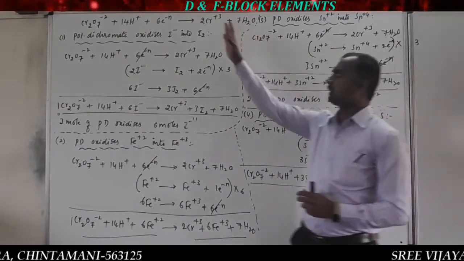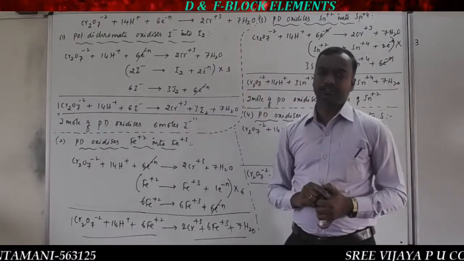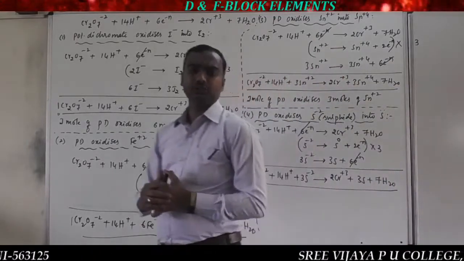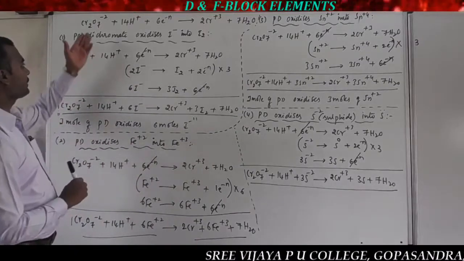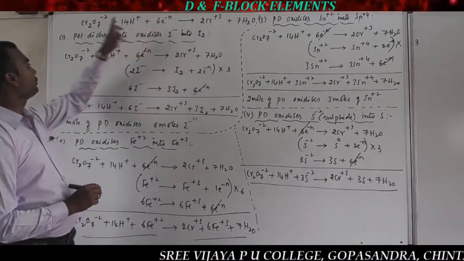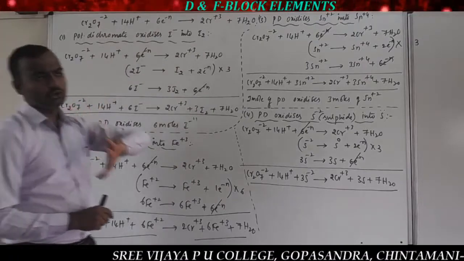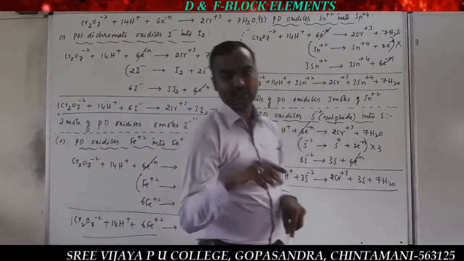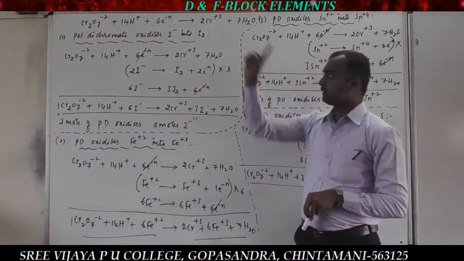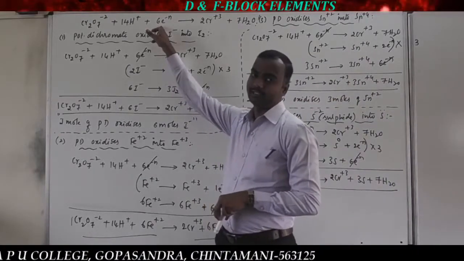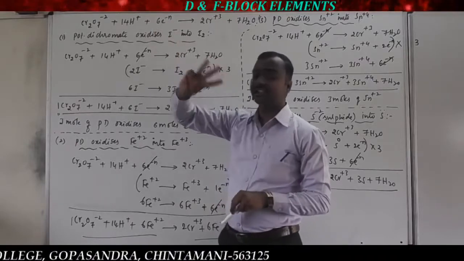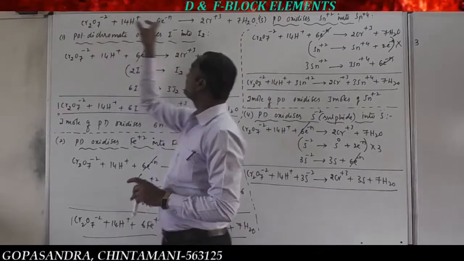Next, how many electrons get added to each chromium during the oxidation of some ions or compounds by potassium dichromate? Because it is an oxidizing agent, it itself undergoes reduction. So for reduction, 6 electrons get added, and each chromium gets 3 electrons. So each chromium, how many electrons get added? 3 electrons. Here there are 2 chromium, so 6 electrons get added.